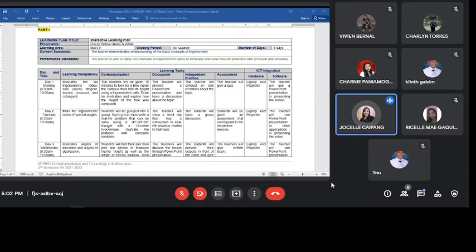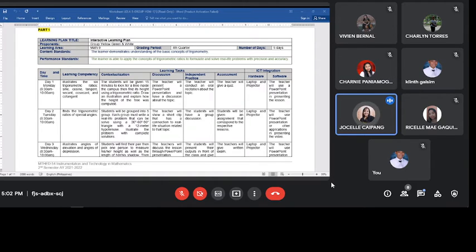So, today we're going to present our learning plan. Our learning plan title is all about the interactive learning plan. The proponents are the group Yellow, Green, and White. Our learning area is Math Grade 9, fourth quarter, and we have five days of learning plan.